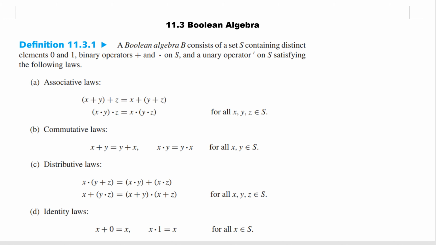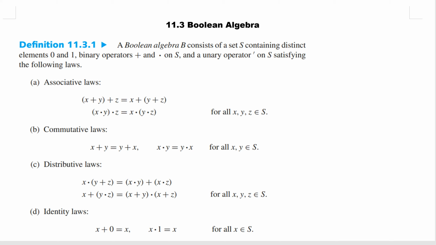Hi everyone! Today let's talk about session 11.3, Boolean algebra. A Boolean algebra consists of a set S containing distinct elements 0 and 1, binary operators plus and multiplication on S, and a unary operator prime on S, satisfying the following laws.